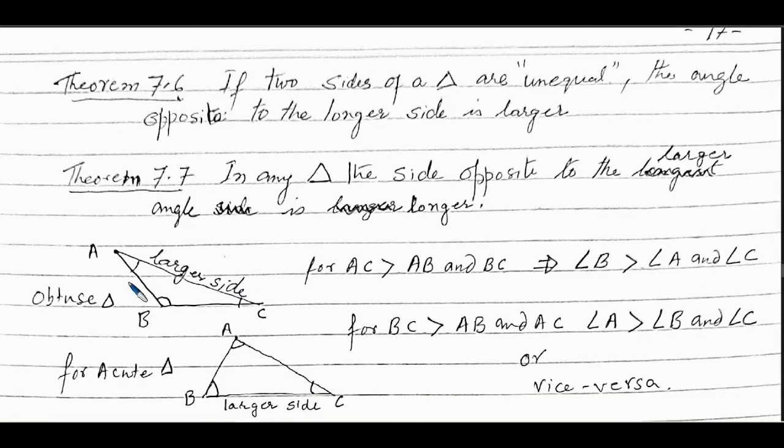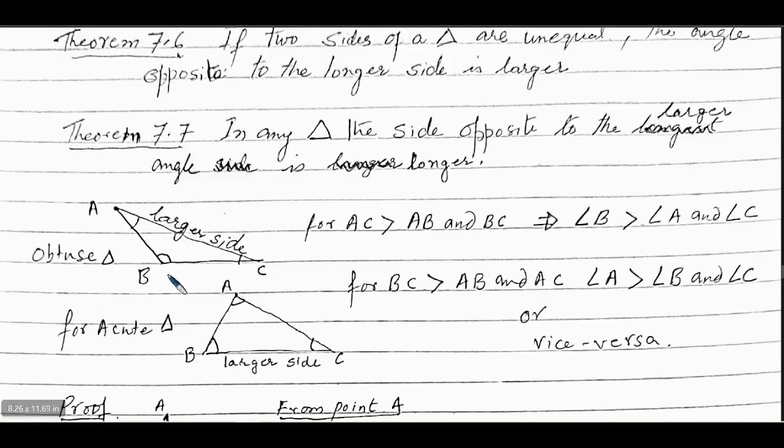Okay, what it means is that suppose AB is the larger side, then this angle B is the largest. Angle B is greater than angle A and angle C. This is for the obtuse. For an acute also, suppose this is the larger side, so this angle A will be greater than angle B and angle C. This is what I have written. Or vice versa. What does vice versa mean? It's the same thing: if this is a larger side, this angle will be larger, or if this angle is larger, then this side will also be larger.